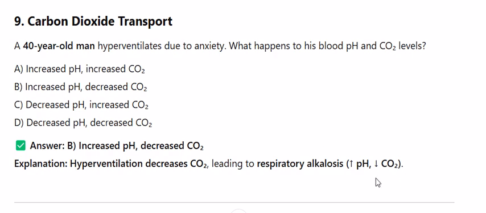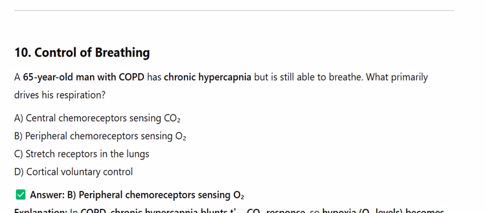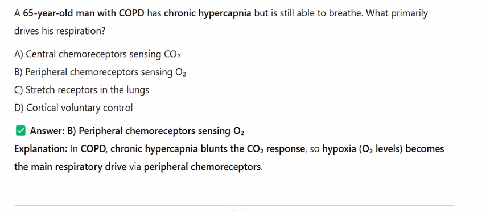10. Control of breathing. A 65-year-old man with COPD has chronic hypercapnia, but is still able to breathe. What primarily drives his respiration? A. Central chemoreceptors sensing CO2. B. Peripheral chemoreceptors sensing O2. C. Stretch receptors in the lungs. D. Cortical voluntary control. Answer: B. Peripheral chemoreceptors sensing O2. Explanation: in COPD, chronic hypercapnia blunts the CO2 response, so hypoxia (low O2 levels) becomes the main respiratory drive via peripheral chemoreceptors.